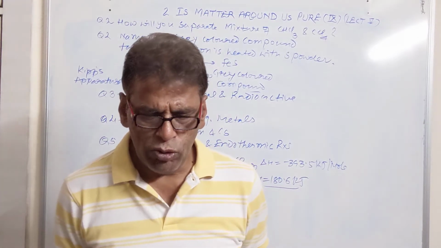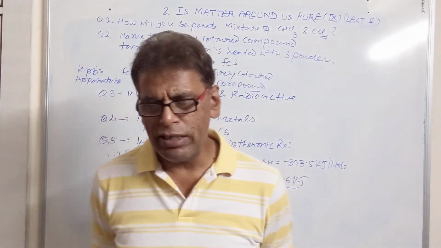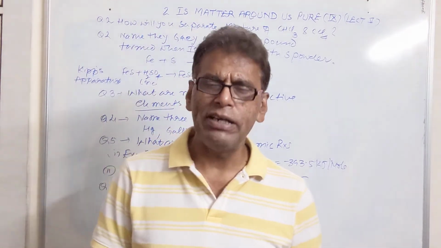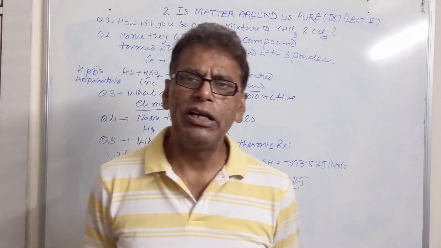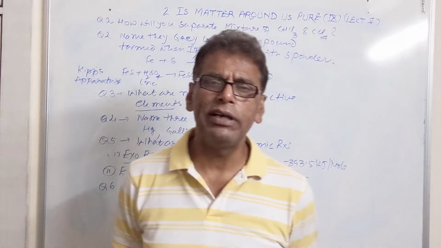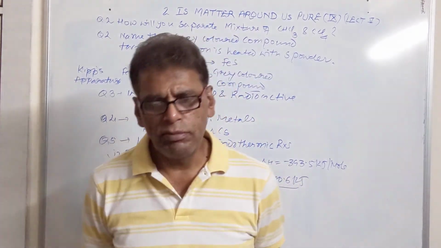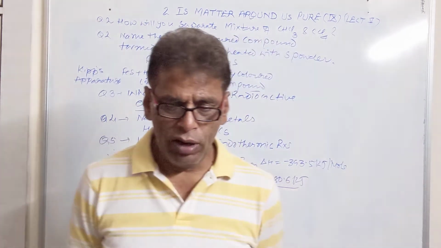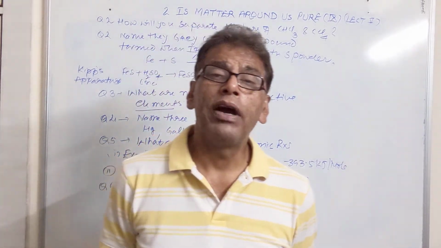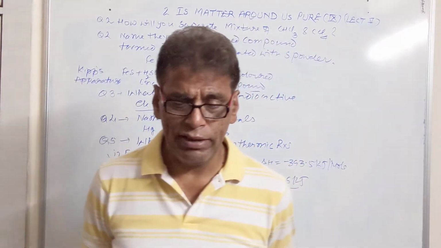How will you separate a mixture of iron and copper filings? It can be separated by magnetic separation. A magnet is rubbed over the mixture, then iron filings or iron particles cling to the magnet, while copper filings do not cling to the magnet. So iron is taken out of the mixture and copper is left behind. In this manner we can separate this mixture.